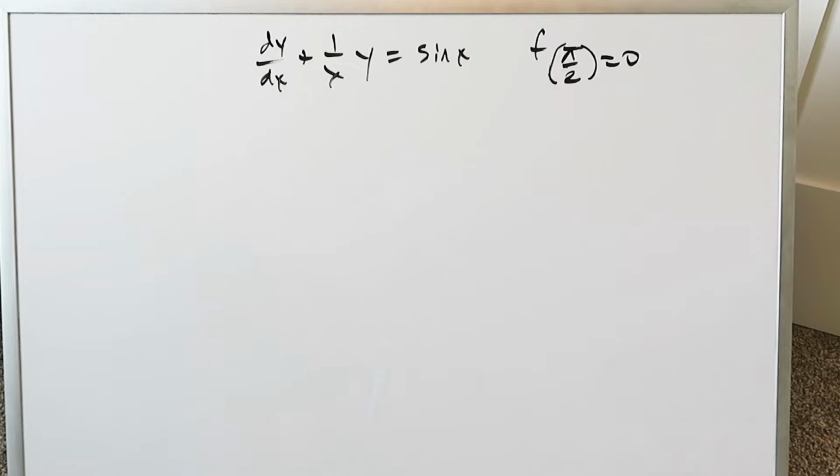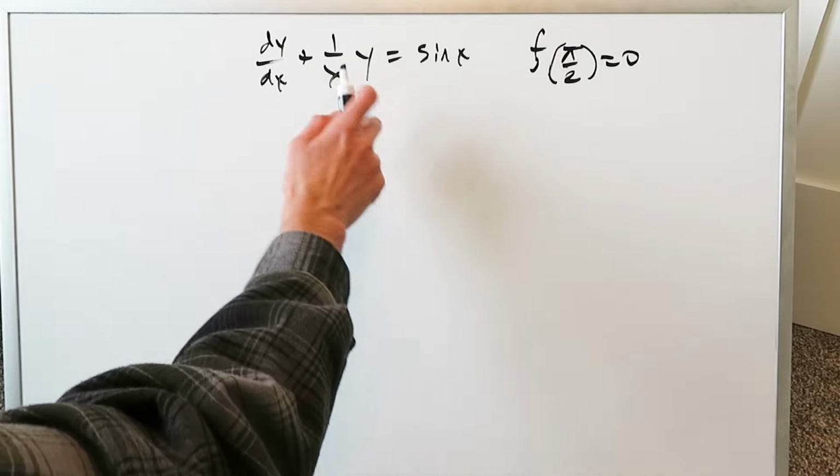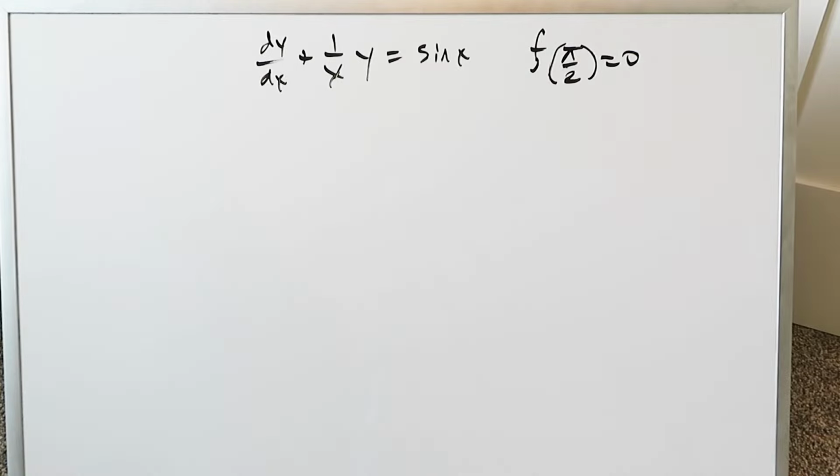Number 2 question: dy/dx plus 1 over x times y equals sine x, for the condition f(pi/2) is equal to 0. When the x value is pi over 2 in terms of the input, we have an output of 0 in terms of the original function. We have to solve this differential equation. How would you go about doing it?